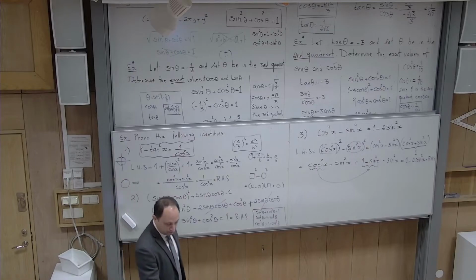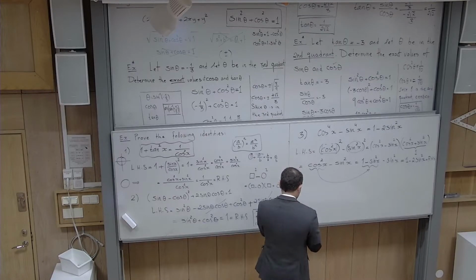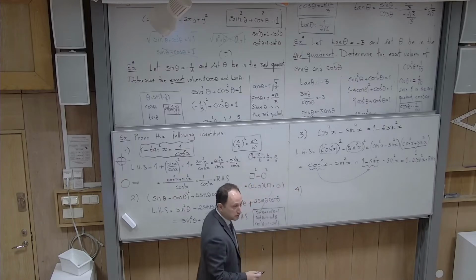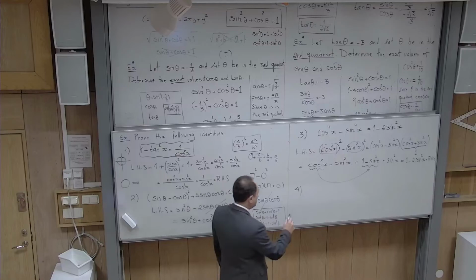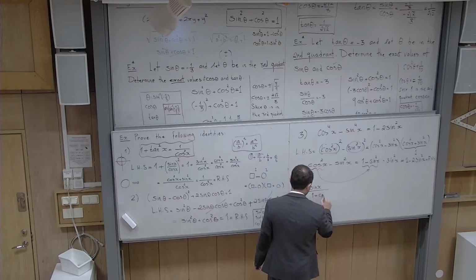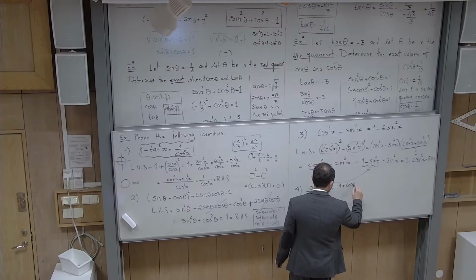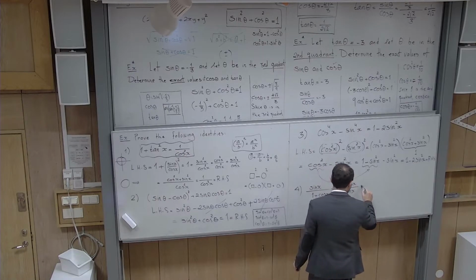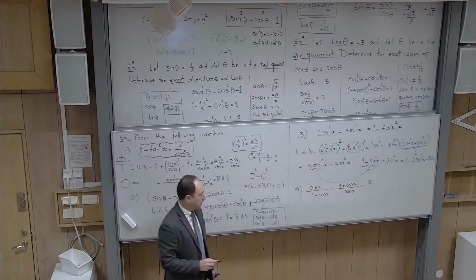Number 4, let me write this one. Sine x over 1 plus cosine x, plus 1 plus cosine x over sine x is supposed to be equal to 2 over sine x, yes.